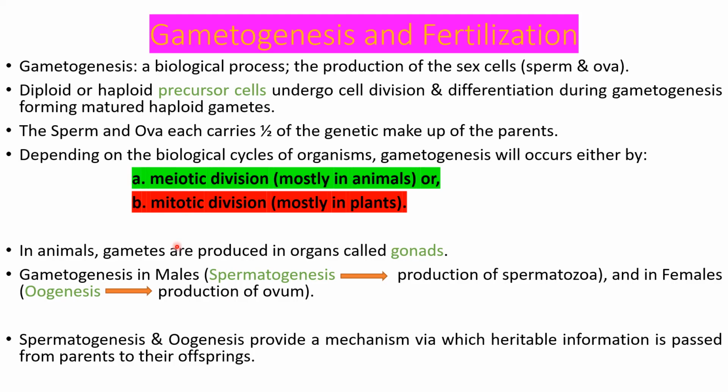The process of gametogenesis in males is called spermatogenesis, leading to the production of spermatozoa, and in females it is oogenesis, leading to the production of the ovum or the egg. Both spermatogenesis and oogenesis provide a mechanism through which heritable information can be passed from parents onto their offspring.